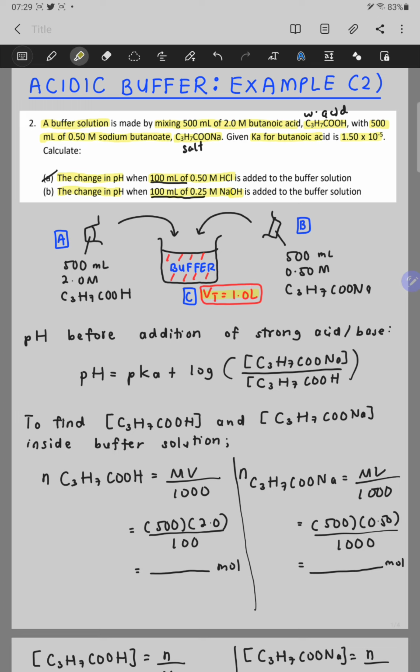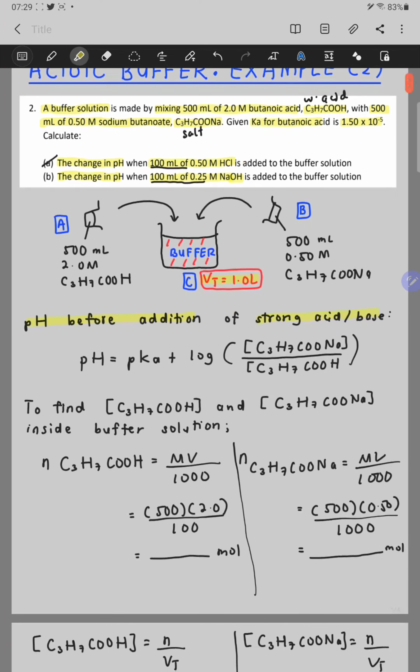Okay, so kita nak cari dulu pH before addition of strong acid and strong base. So kita akan guna macam biasa Henderson-Hasselbalch equation. So pH equals to pKa plus log concentration of salt over concentration of weak acid.